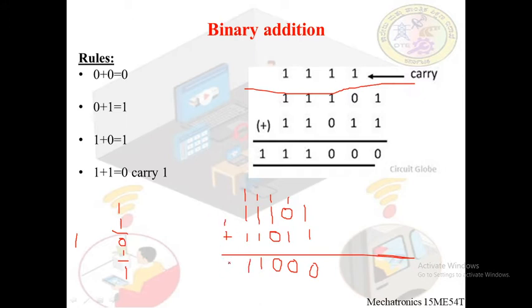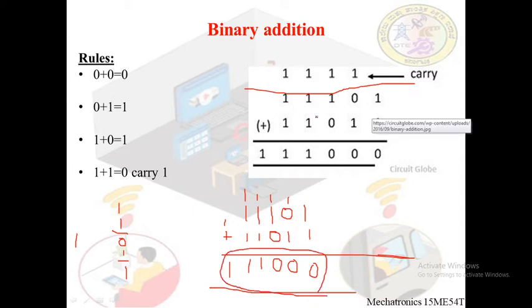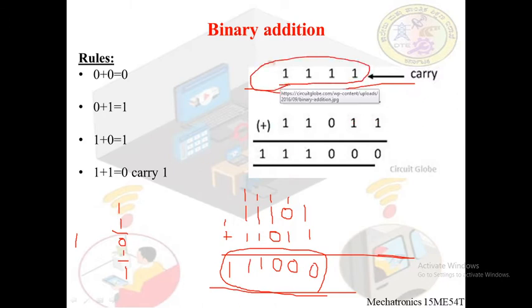This carry will occupy this end around place. So the answer resulting from addition of these two numbers is this. Here we have represented the carry separately. Very simple.